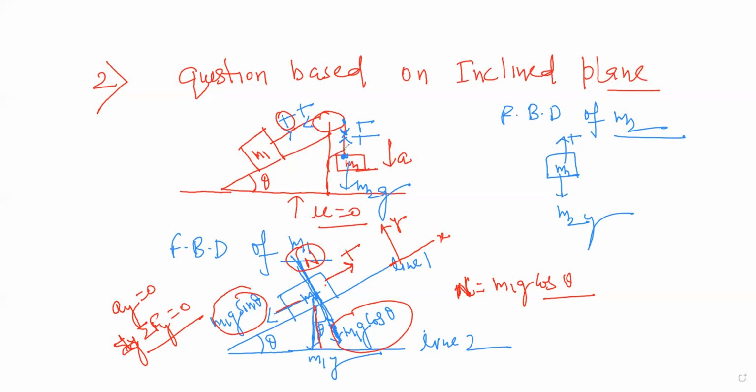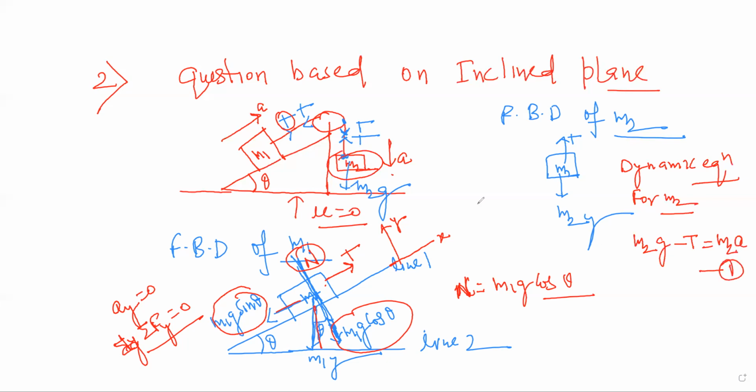Suppose we have selected acceleration vertically downward. If M2 accelerates vertically downward, common sense suggests that M1 will go upward with the same acceleration. Now I am going to write the dynamic equations. For M2: M2g minus T is equal to M2 into a. This is the first equation.